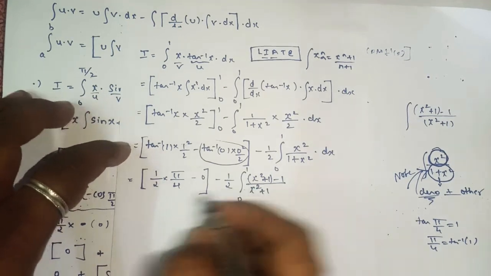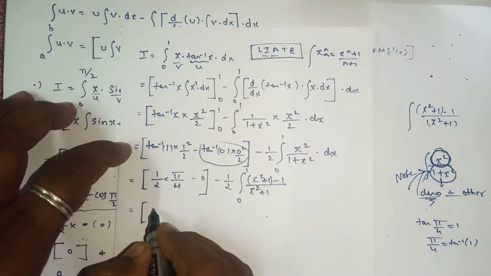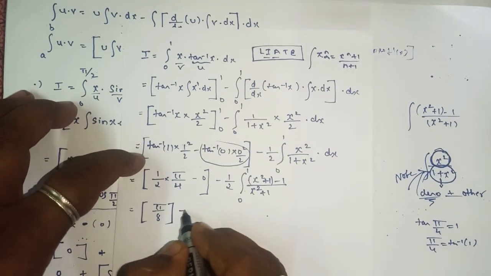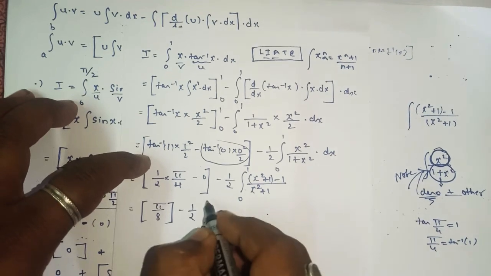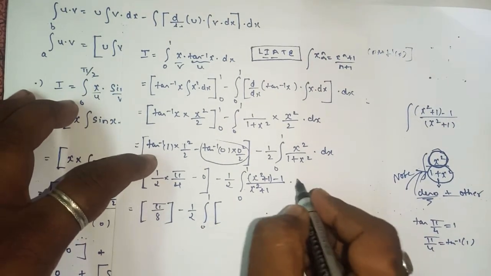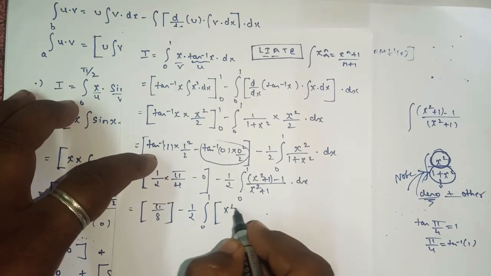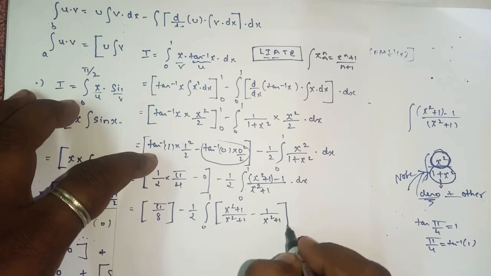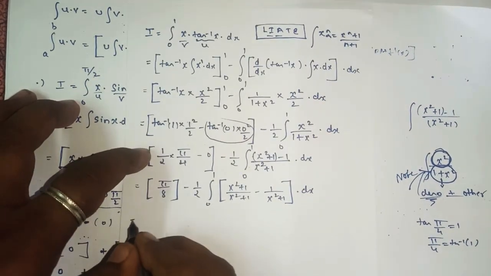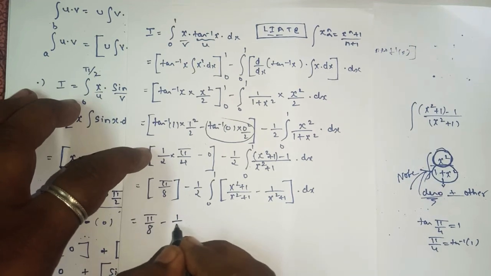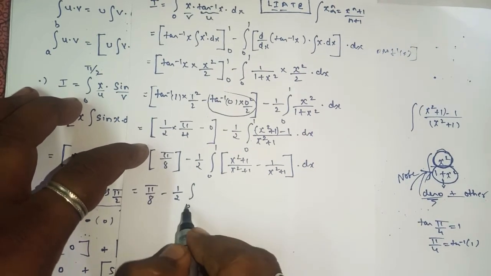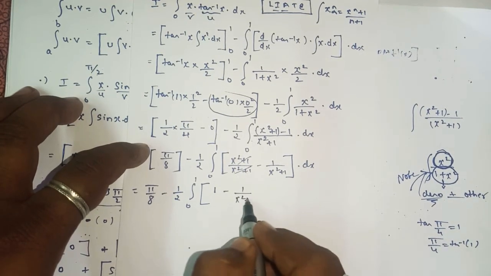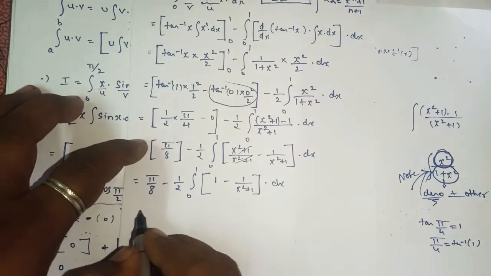So after this, we can write this as pi by 8 minus 1 by 2, from 0 to 1, into dx. We'll separate the denominator, yes or no? So this is pi by 8, integral 0 to 1, and here this part will be 1 minus 1 upon x square plus 1, into dx.